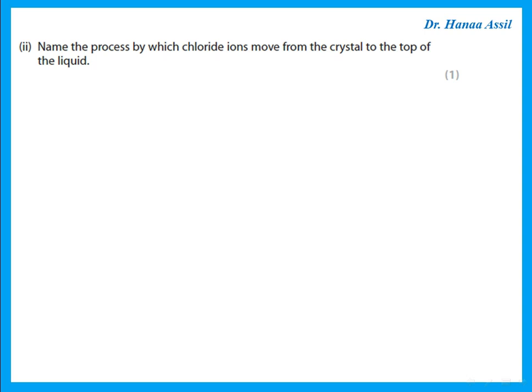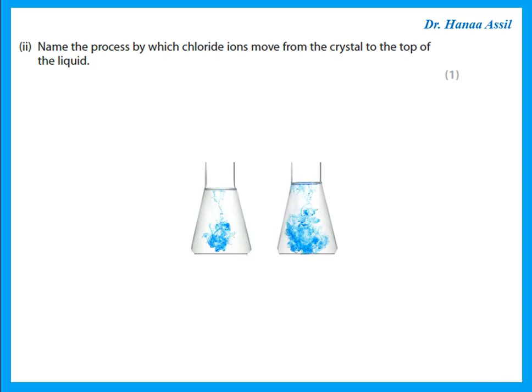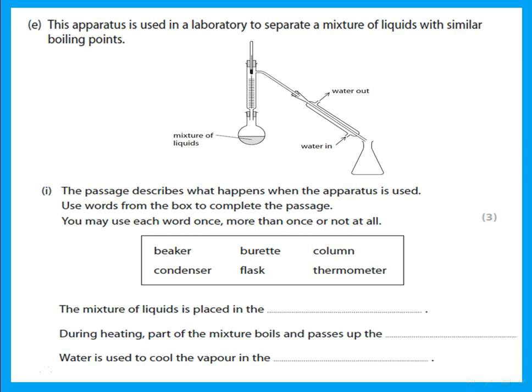Name the process by which the chloride ions move from the crystal to the top of the liquid. So if I have a crystal at the bottom of the liquid, and it is dissolving, and then the particles are moving from the bottom to the top, that means it is moving from area of high concentration to area of low concentration, down the concentration gradient. That is what we call diffusion. So diffusion is movement of particles from area of high concentration to area of low concentration down the concentration gradient.